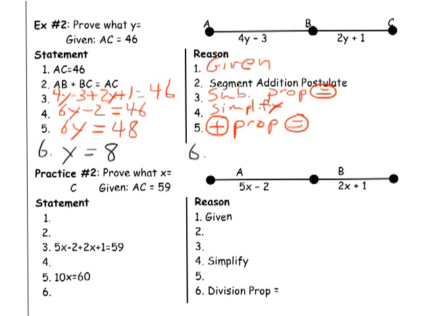Let's change back to red. And so over here, my reason for being able to do that is that's just what the division property says, is that if I divide one side, I got to divide the other. And so I do, and I get y equals 8. Okay.